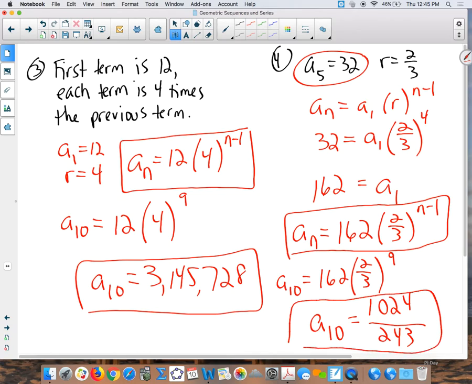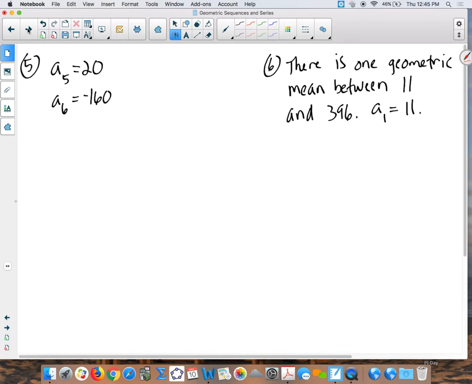Okay, there's your a sub 10. We do have 2 more examples here, again, just to try to show you a little bit of everything that we can do. This time I'm giving you a sub 5 and a sub 6. Actually, I meant that to be a sub 3, otherwise that doesn't really make sense. So I'm going to change this here. This should be a sub 3.